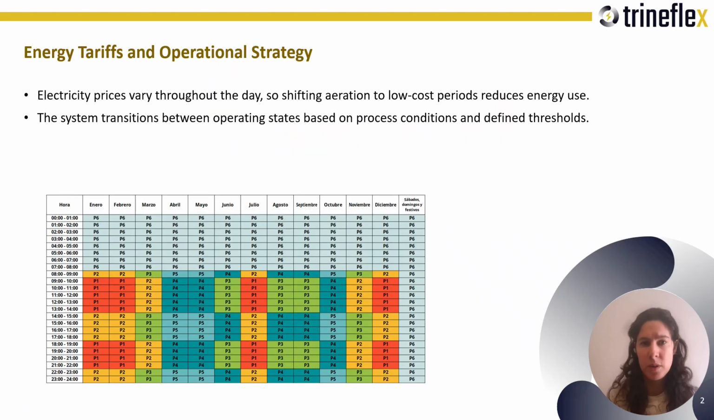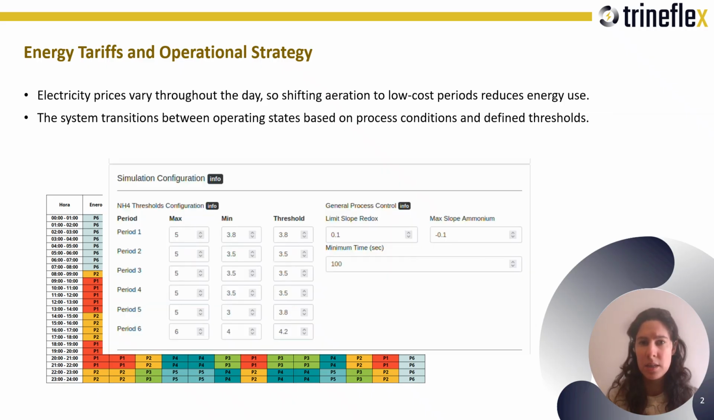Aeration is one of the most energy-intensive processes in wastewater treatment plants. Energy cost is a key factor in aeration control. We also know that electricity prices may vary depending on the time and the season. The image shows the periods defined by the Spanish government for a 6-period tariff. Each period has a different cost, where 6 is the cheapest one and 1 is the most expensive.